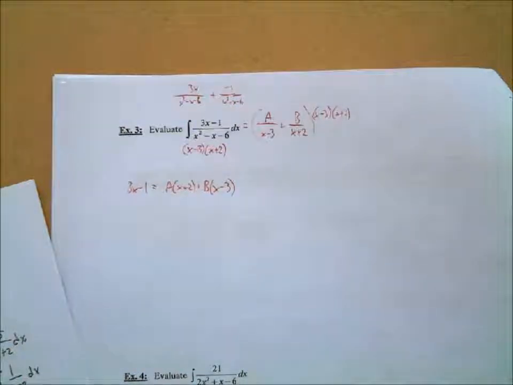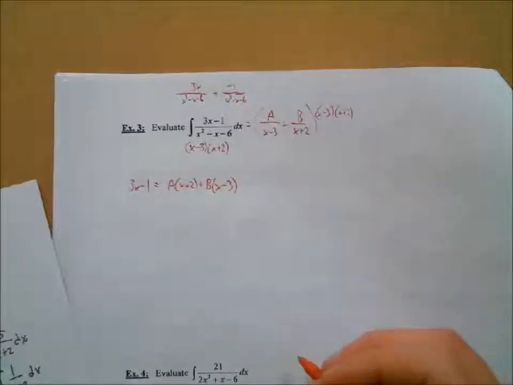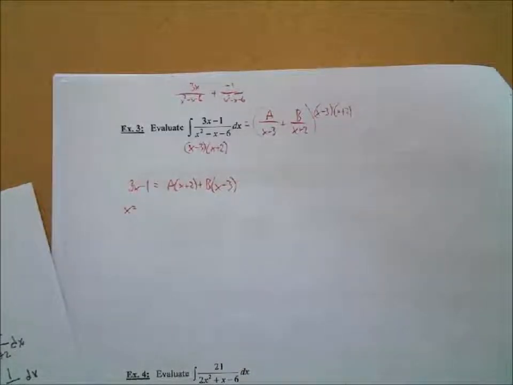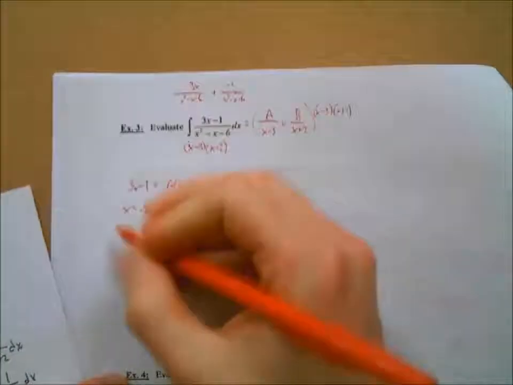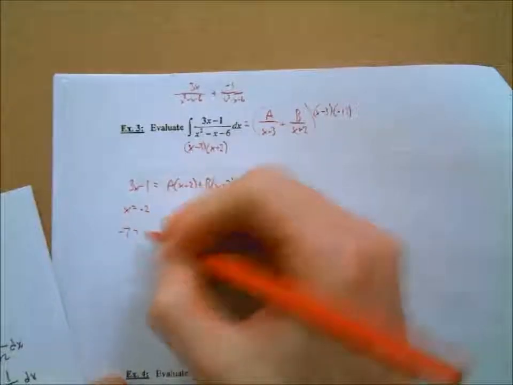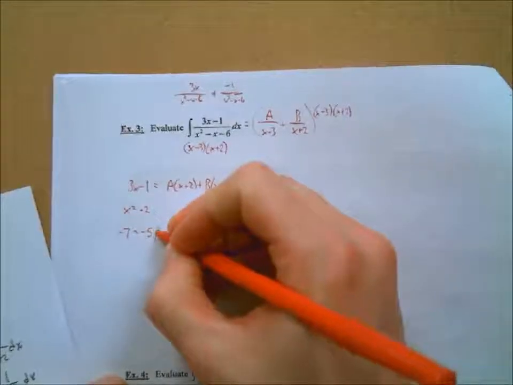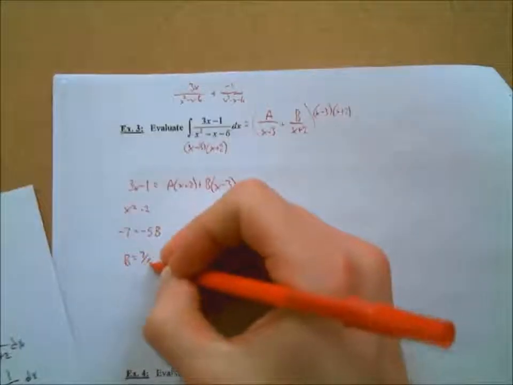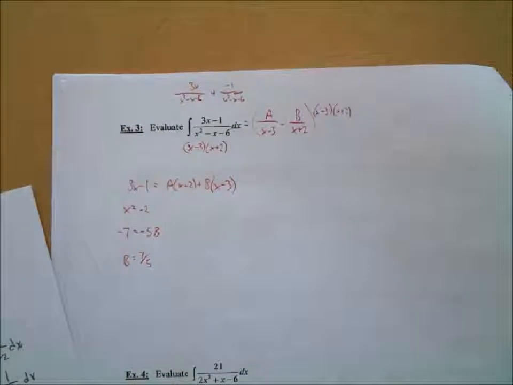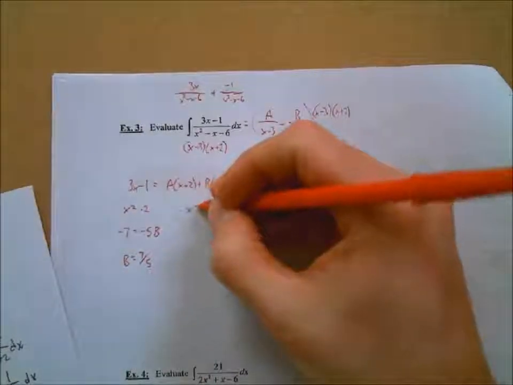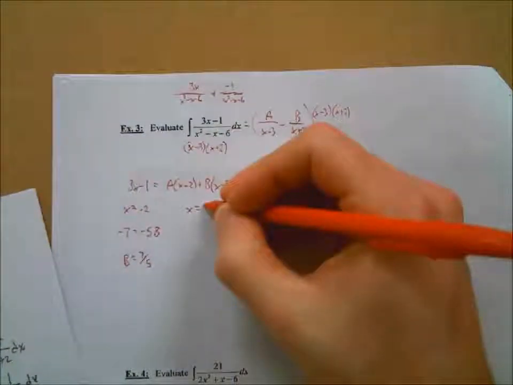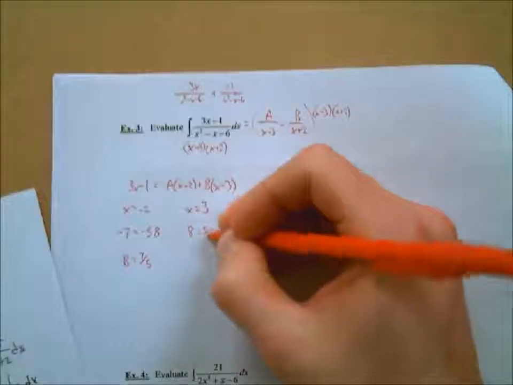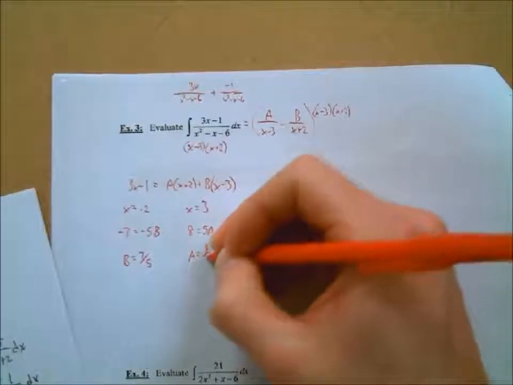All right. And so what's a good strategic choice for x here? x = -2. Sounds good to me. Okay, and so we get -7 equals -5b. And so b is 7/5. Fractions, ugh, but that's okay. And then what's another good strategic choice for x? x = 3. And so we'll get 8 equals 5a, so a is 8/5.